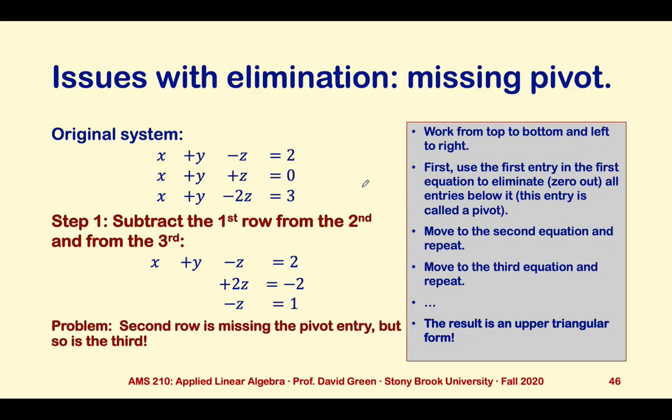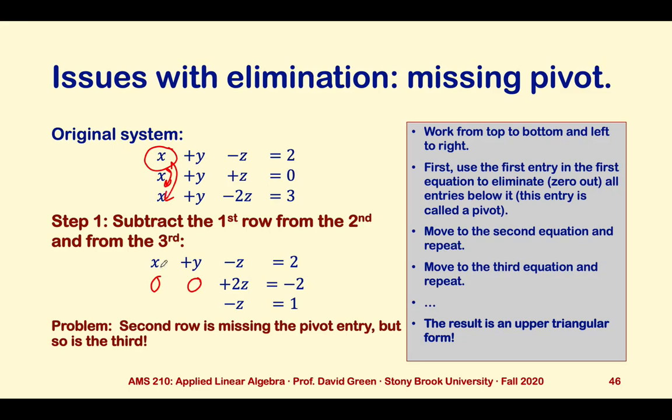All right. Let's take another example of something that can happen. Another system, we're going to work through this exactly the same way. Start with the first variable in the first position, use it as a pivot to eliminate below. Row 2 minus row 1 and row 3 minus row 1. X minus x is 0, y minus y is 0. Again, we get 2 zeros here. Z minus negative z plus z, 0 minus 2, negative 2.